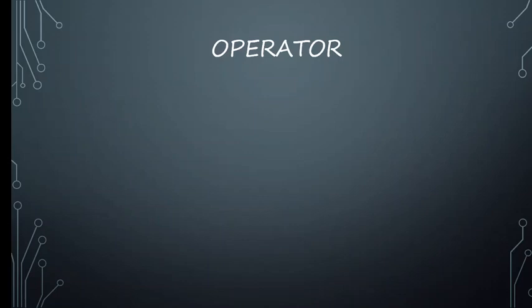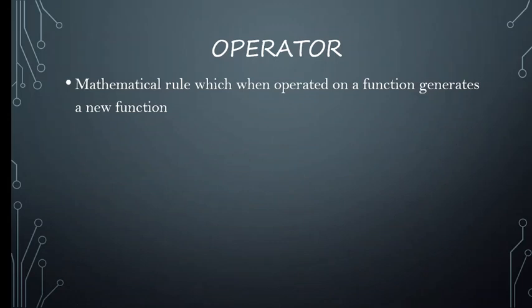An operator means it is going to perform some operation on any function. When an operator is operating on a function, then after the operation it is going to give a different function or a new function. So an operator is a mathematical rule which, when operated on a function, generates a new function. Let us study some simple examples of operators.